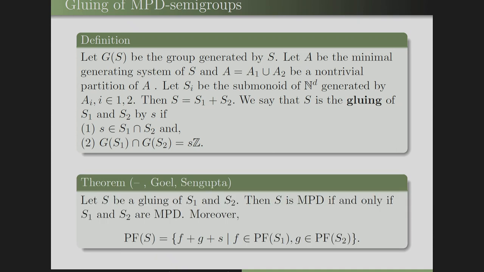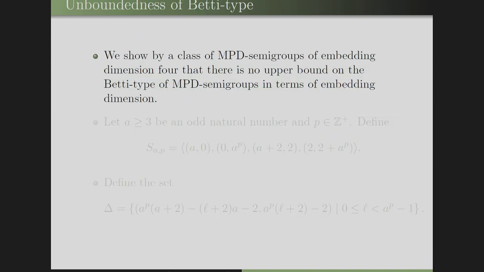So for the gluing of semigroups, we prove that S is MPD if and only if S1 and S2 are MPD, and this is the description of the pseudo-Frobenius elements of a gluing. So the pseudo-Frobenius elements of a gluing look like this. So the question arises: this set PF(S) is always finite, but is it bounded in terms of embedding dimension? The answer is no. We prove by an example where the embedding dimension is always 4, but the cardinality of this set is increasing.